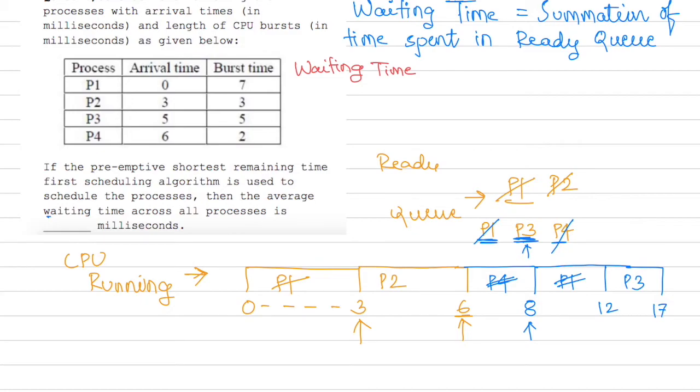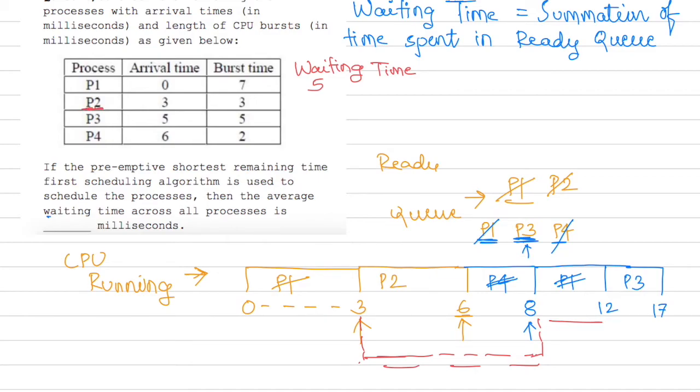Okay, so let's start with P1. Now P1 arrived at time 0, and it got scheduled at 0. From 0 to 3 P1 was running, and then as you can see, from 3 till 8, P1 was in the ready queue. It was not running on the CPU. So 3 to 8 becomes a total of 5 seconds. So for 5 seconds P1 was waiting, and then P1 got scheduled 8 to 12, and then it got terminated. So waiting time of P1 becomes 5.